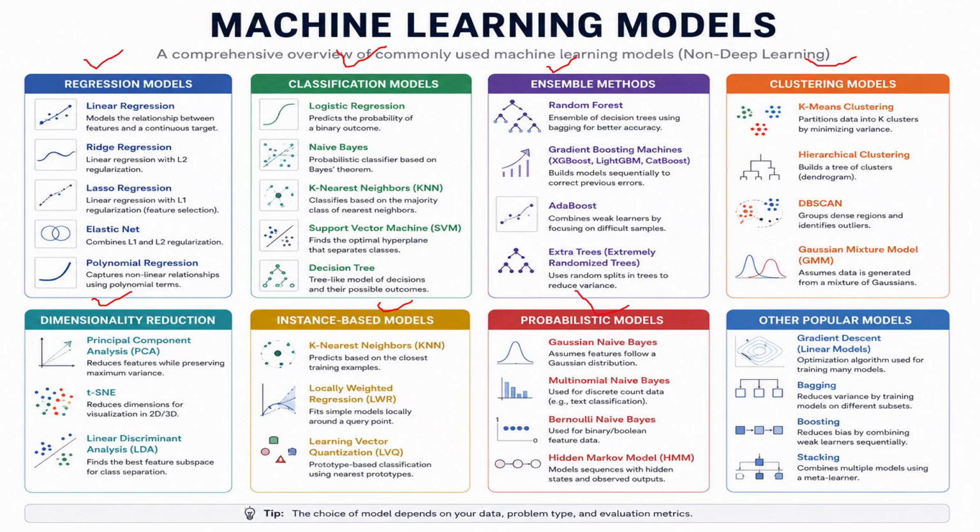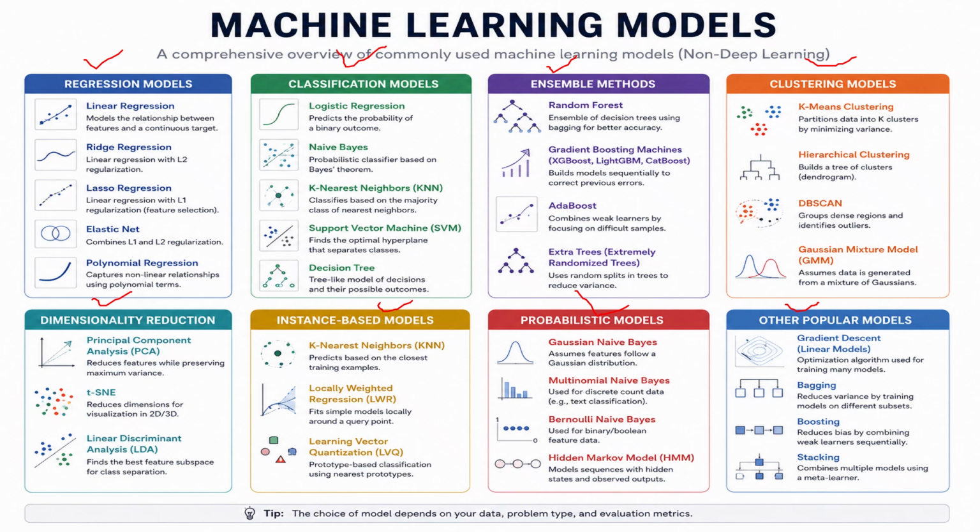Next is going to be probabilistic models. They use probability theory to handle uncertainty and estimate the likelihood of different outcomes. And the other options we have, basically gradient descent, bagging, boosting, stacking, provide optimization and model improvement strategies that help machine learning algorithms learn more effectively.